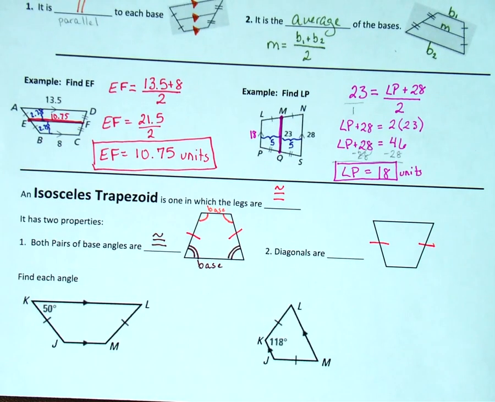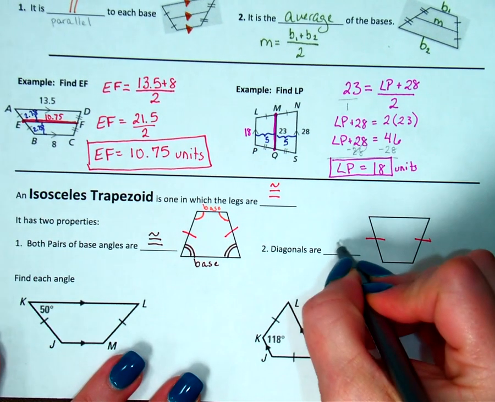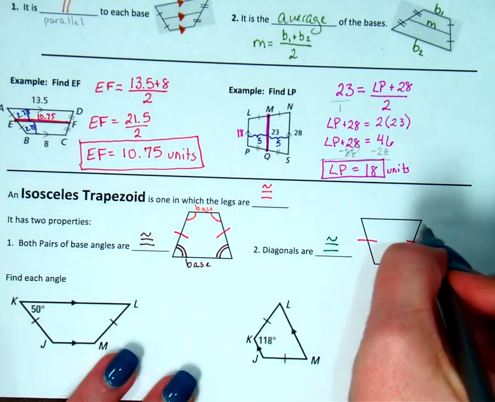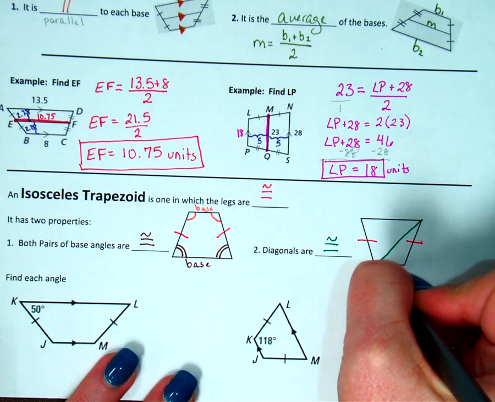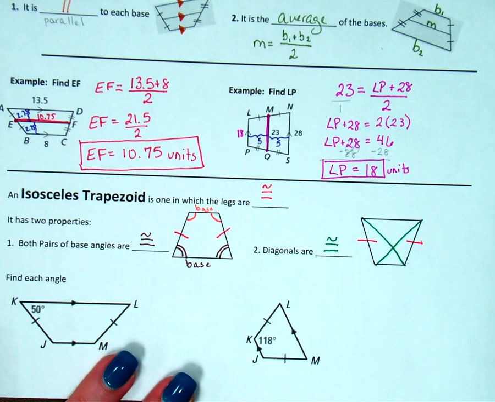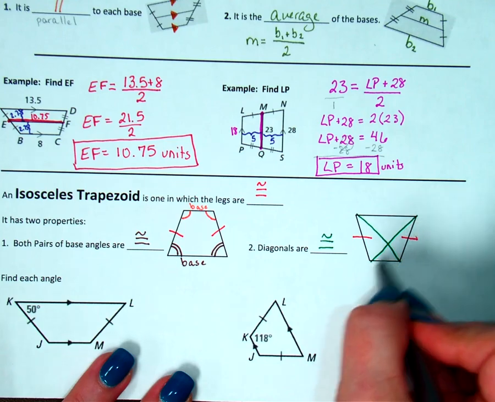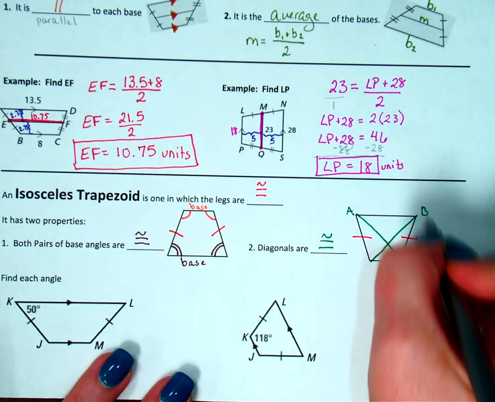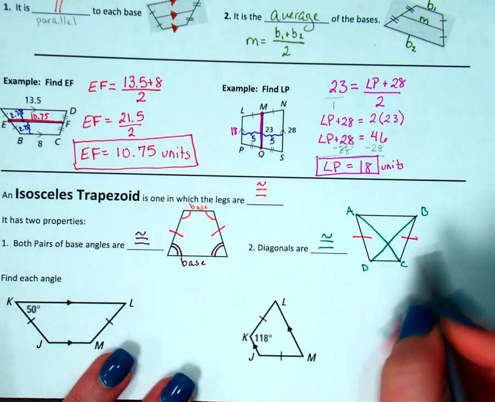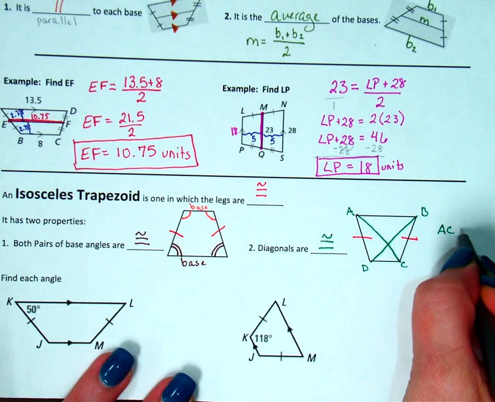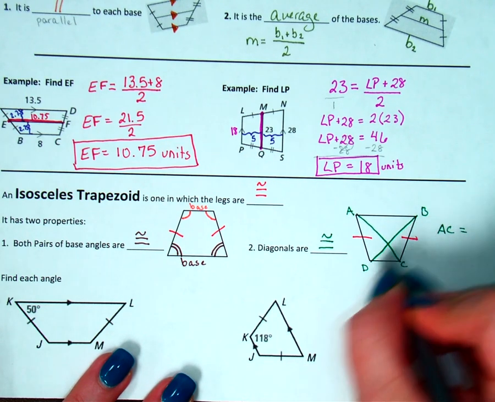My second property that I need to know about my isosceles trapezoid is that my diagonals are also congruent. So here and here, they are the same. Now it's kind of hard to mark on there because it has an intersection. So if I label this as A, B, C, and D, that means AC, the distance from A to C, that diagonal, is exactly the same as the distance from B to D.